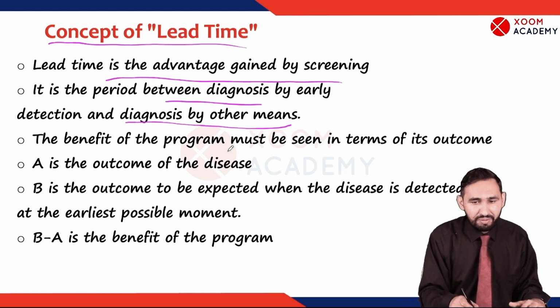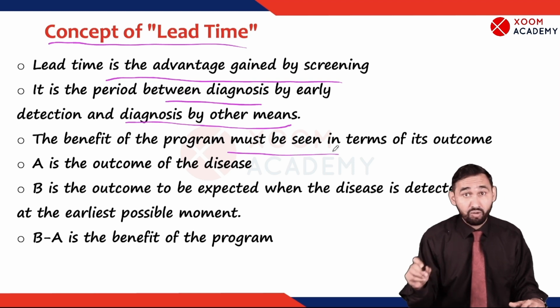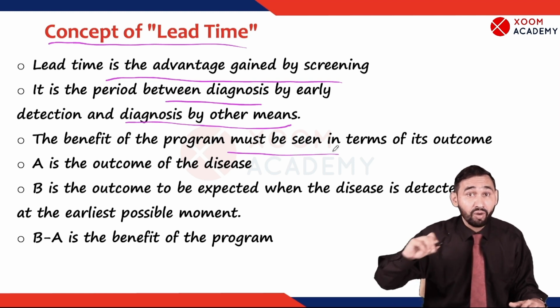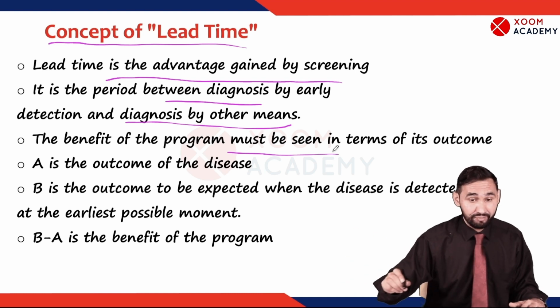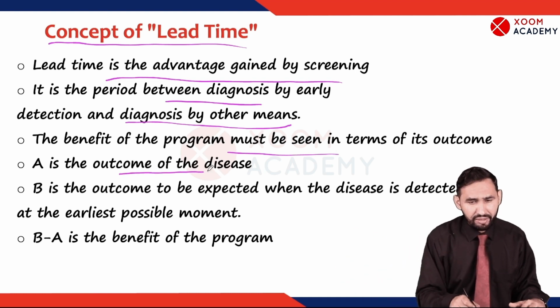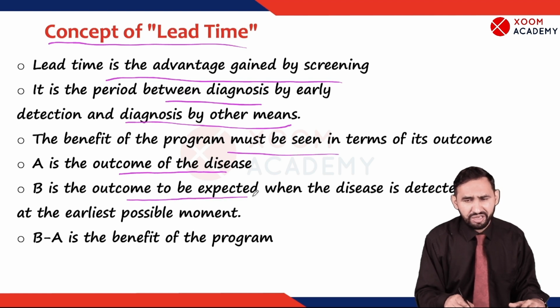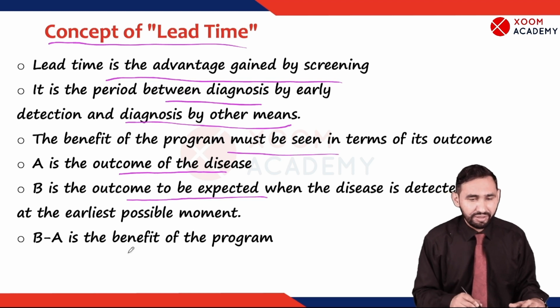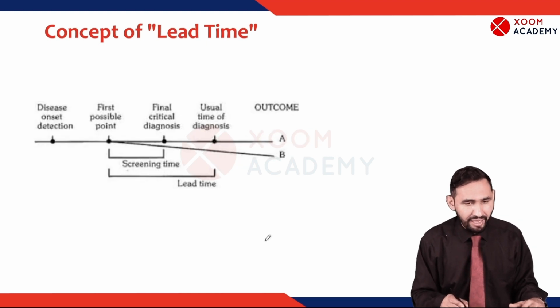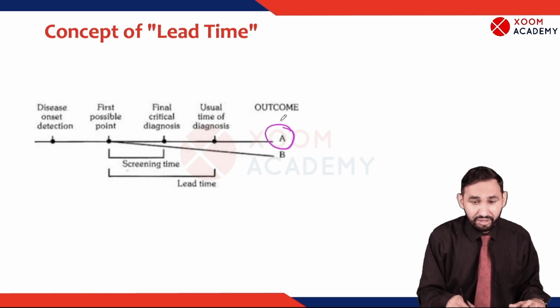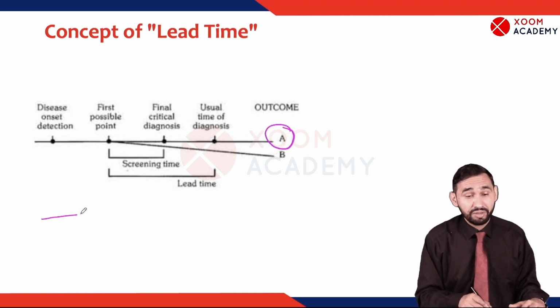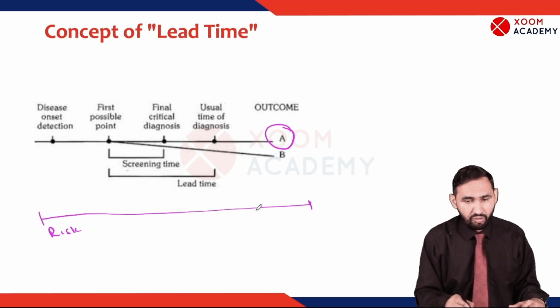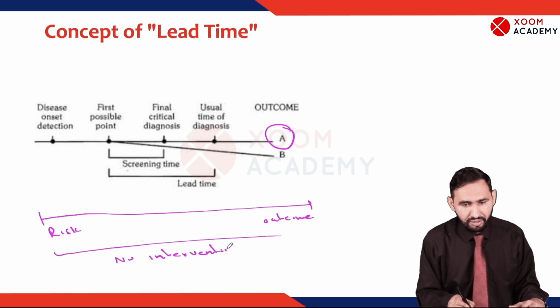The benefit of a program must be seen in terms of outcome. Outcome is prognosis. If prognosis is good and we know the treatment of the disease, we'll do screening. A is the outcome and B is the outcome to be expected. One is the natural outcome of the disease, one is the expected outcome, and the difference between them is the benefit of the program. We'll see the diagram. A, usual outcome of the disease: when the disease process continues from start, from risk to outcome, and there are no interventions. This is the natural history of disease.